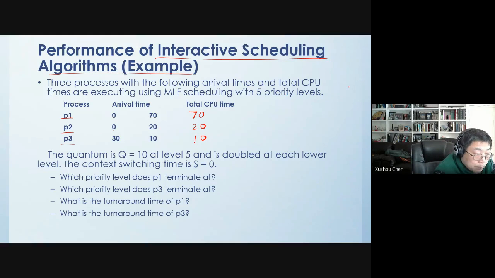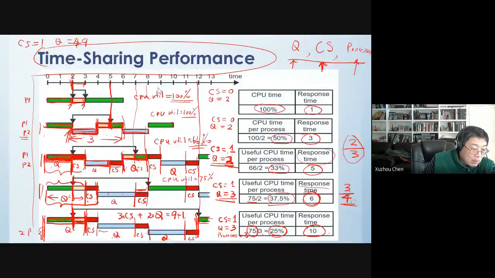Oh, this is actually for the multi-level feedback queue. Okay, so that's interesting. So there are 3 processes with the following arrival times, and the total CPU times are executed using the multi-level feedback scheduling. Remember, multi-level feedback scheduling is just like this.